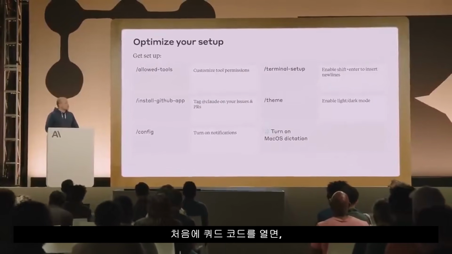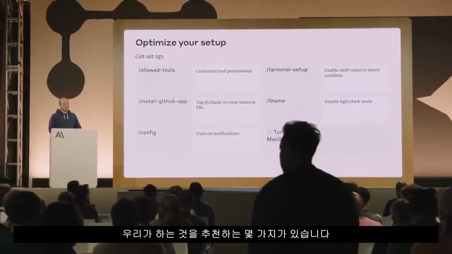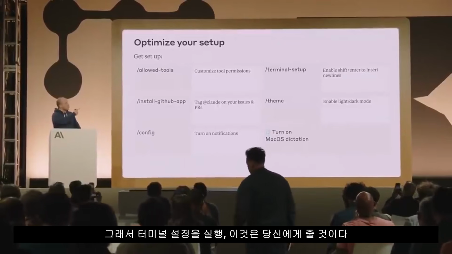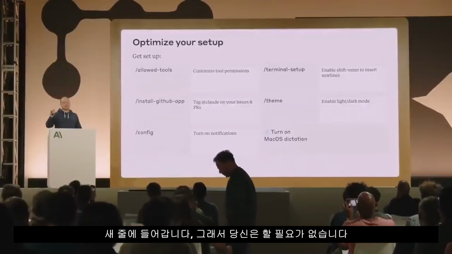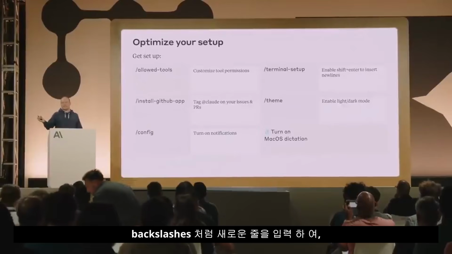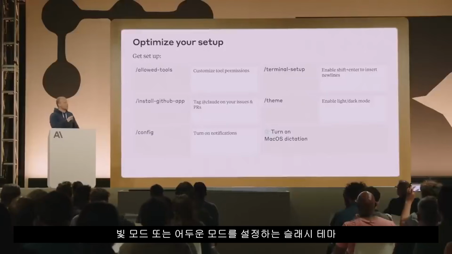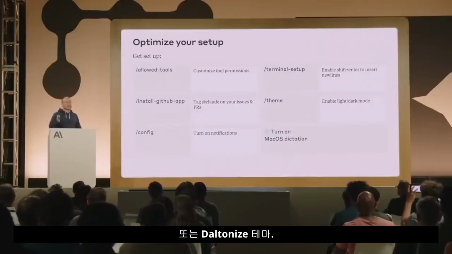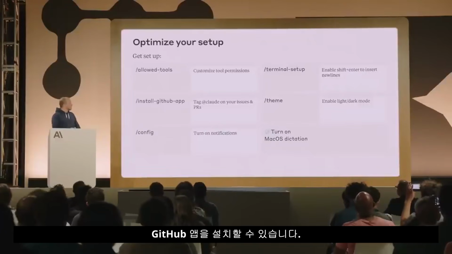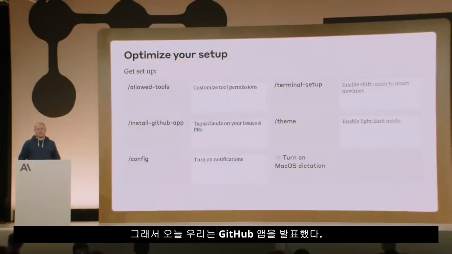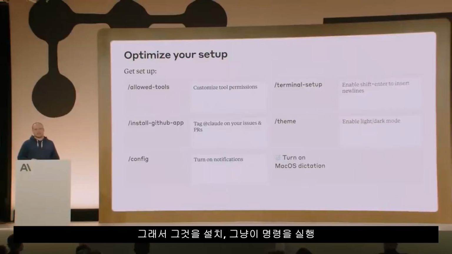As you open up Claude Code for the first time, there are a few things that we recommend doing to get your environment set up. And these are pretty straightforward. So run terminal setup. This will give you Shift-Enter for new lines, so you don't have to do backslashes to enter new lines. It makes it a little bit nicer to use. Do /theme to set light mode or dark mode or Daltonize themes. You can do /install GitHub app. So today we announced a GitHub app where you can mention Claude on any GitHub issue or pull request. So to install it, just run this command in your terminal.